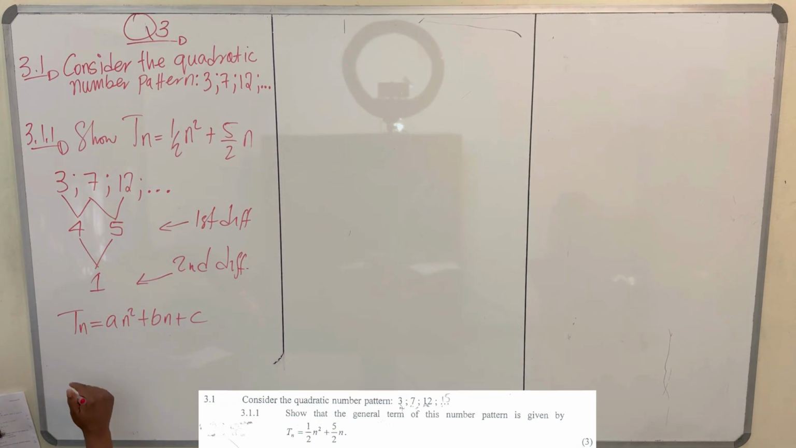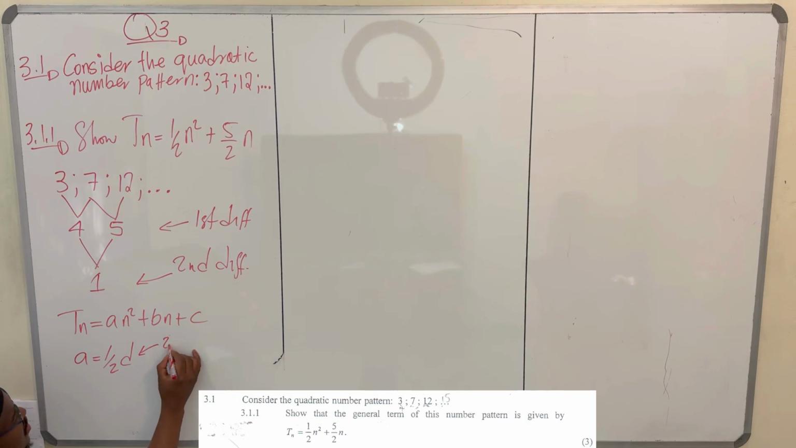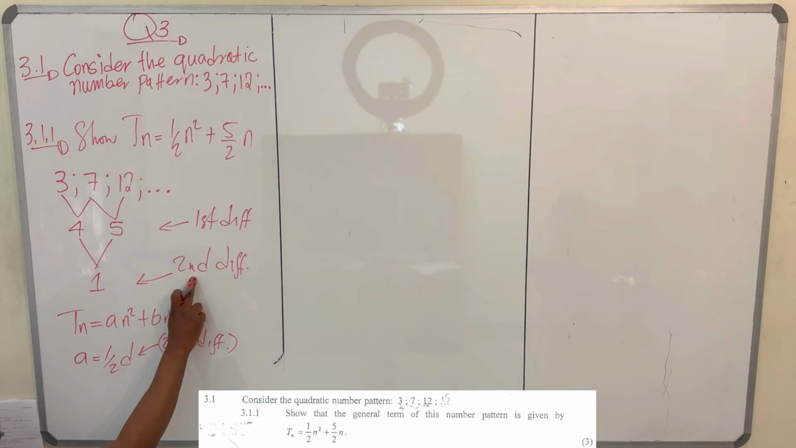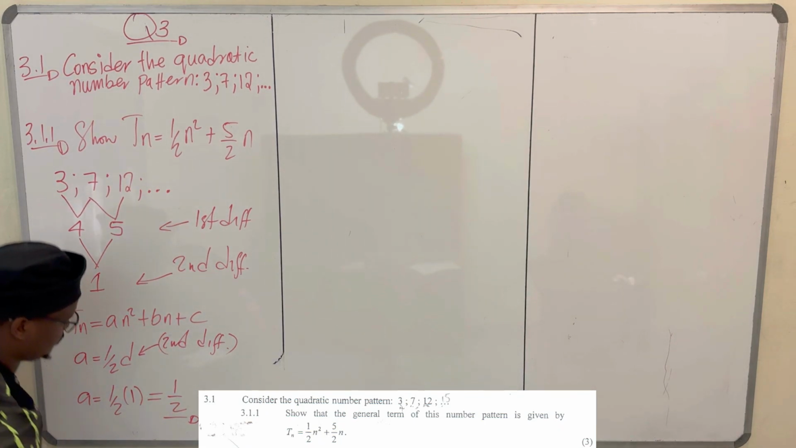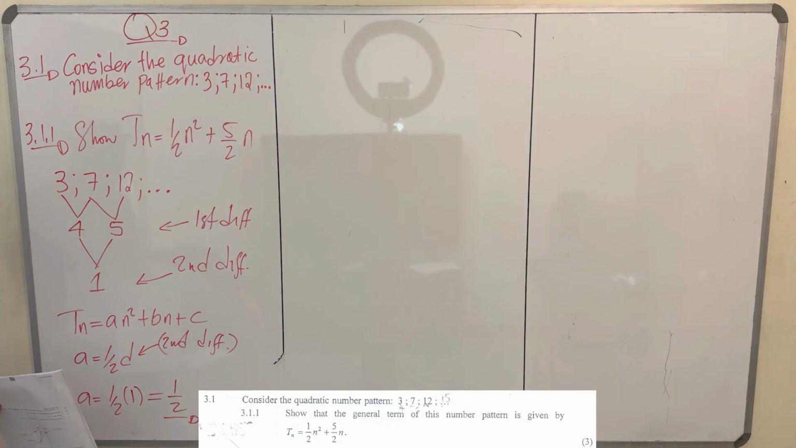So how do we find a? Your a is equal to half of d. This d is the second difference. What is our second difference? Our second difference is 1. So our a is equal to half of d, which is half of 1, because the second difference is 1. So you get that your a is equal to 1 over 2, which looks similar to that.